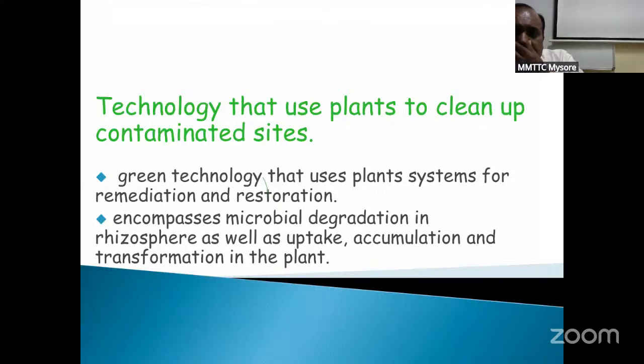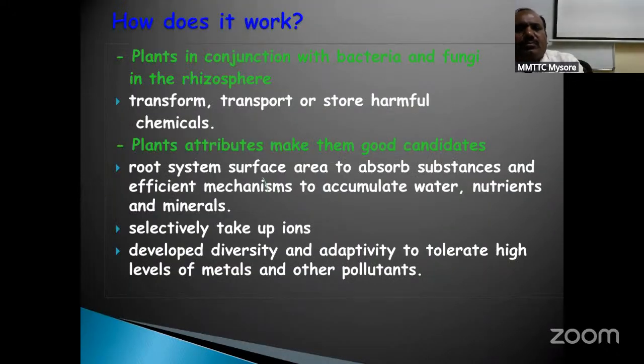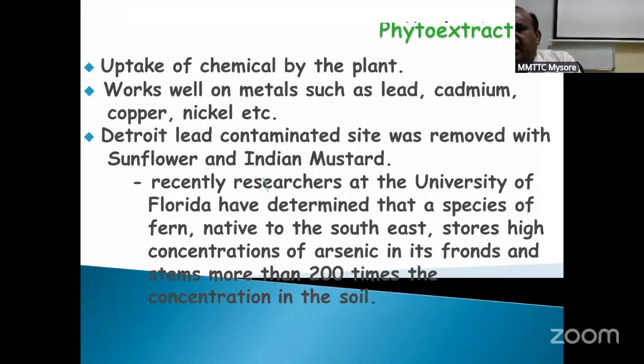Phytoremediation is the technology that uses plants to clean up contaminated sites. It is a green technology that uses plant systems for remediation and restoration. The current methods mainly involve removal and transport to RCRA, Resource Conservation and Recovery Act, landfills, or pump and treat types of systems. Many sites are large and the pollutant level is not high, but still violates the standards. This is the mechanism of how the plant works. Different plants have different potential to absorb lead, cadmium, copper, or nickel.